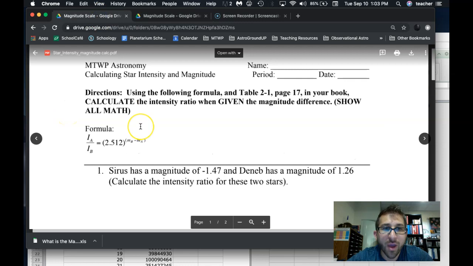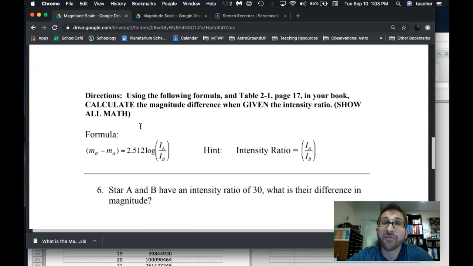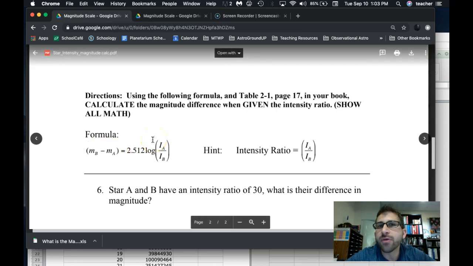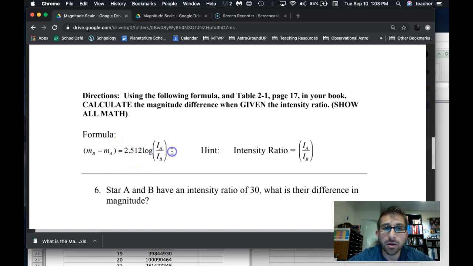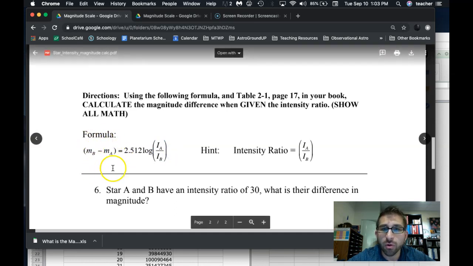The second type of equation is on the back side of your page. And with this one, we have the same formula, but we've flipped it on its head. I'm going to give you the intensity ratio between two stars, and you need to figure out what the magnitude difference between those two stars is. So with this one, you need to use, once again, the right-hand side of the equation right here. This is what I'm going to be asking you to solve for, is the magnitude difference.